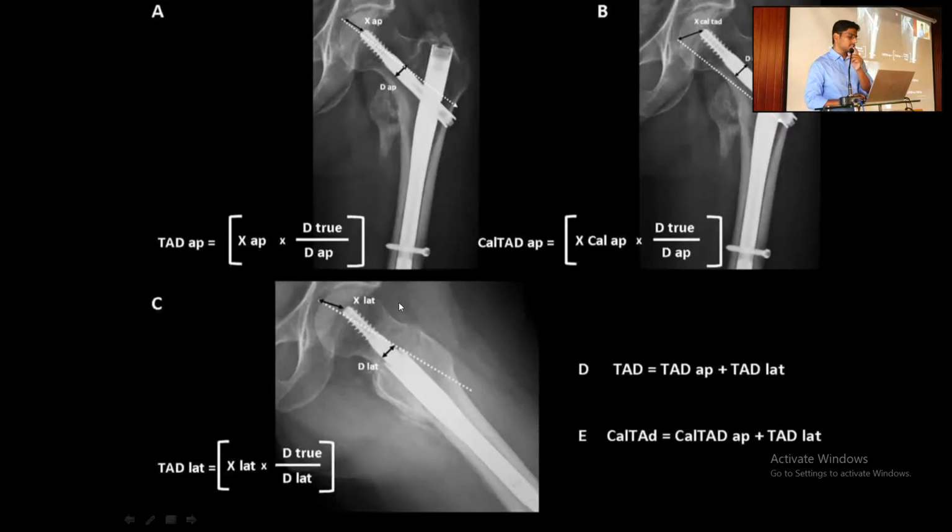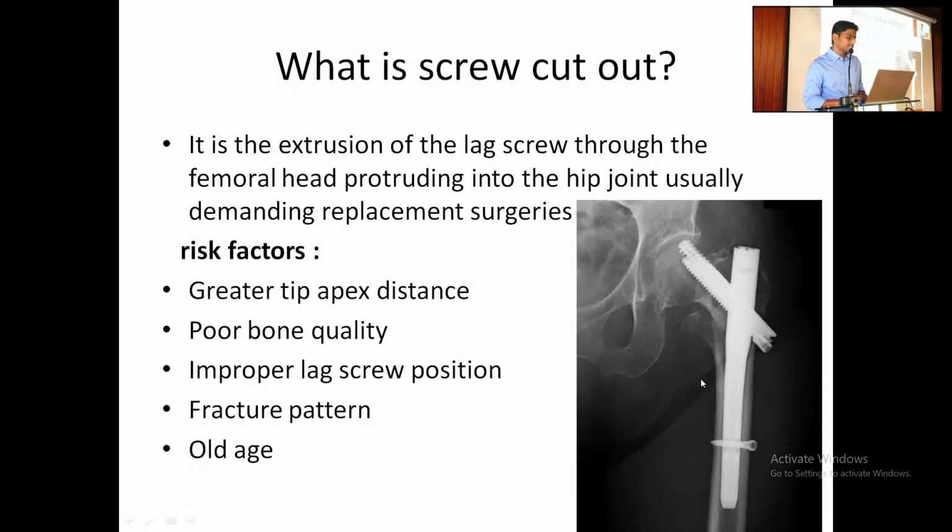Tip apex distance is the distance from the tip of the screw to the femoral head in both AP and lateral views. There is TAD in both views, and the sum of both is taken. So if it is greater, the greater TAD is a well-known risk factor for screw cutout. And other risk factors are poor bone quality, improper lag screw position, fracture pattern.